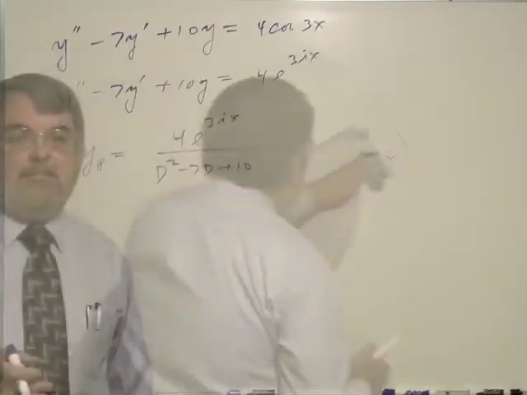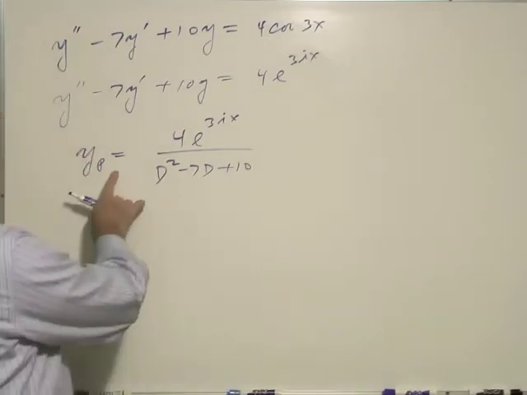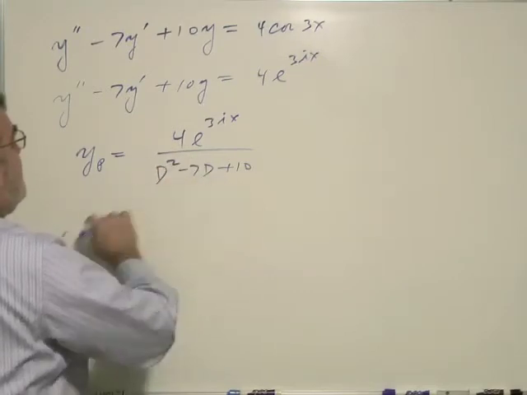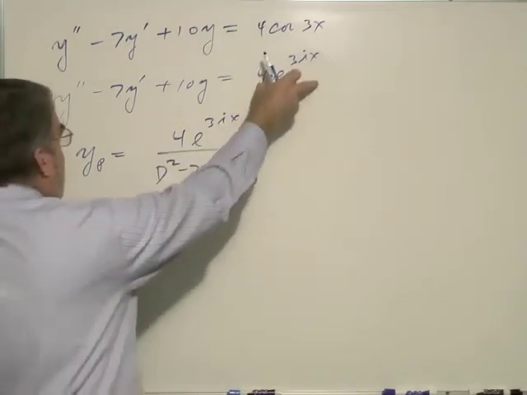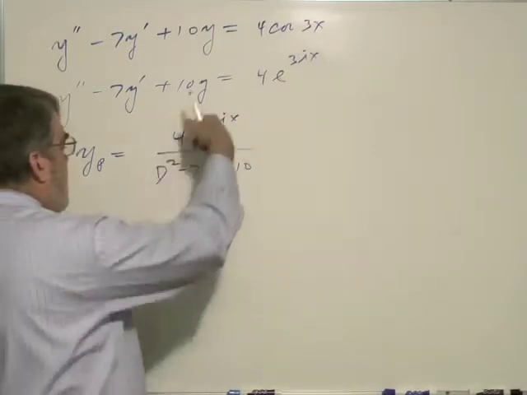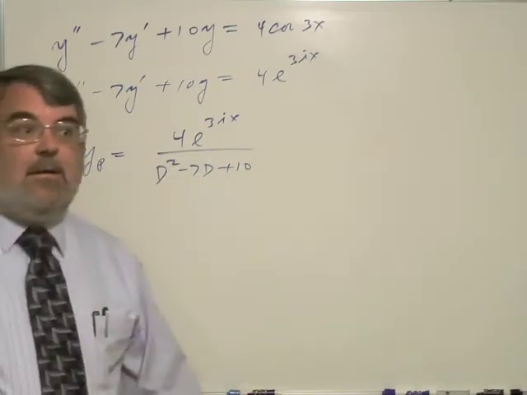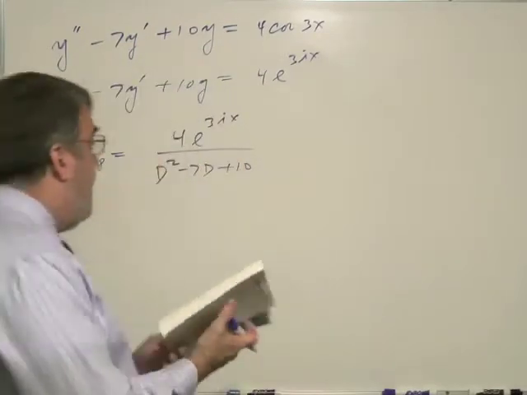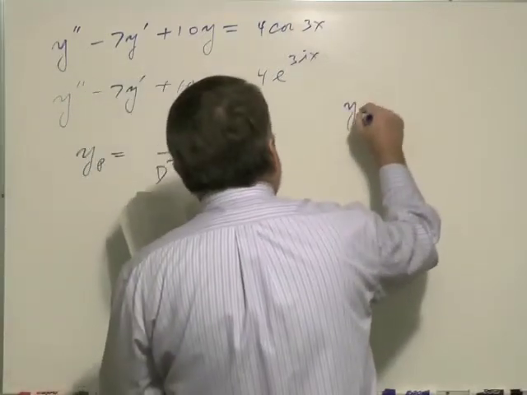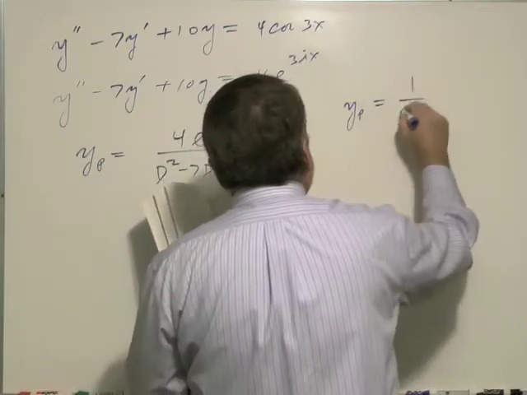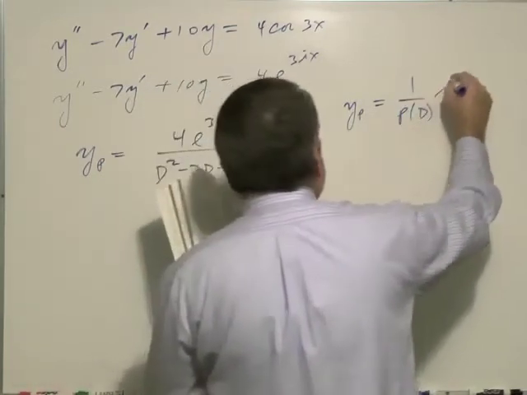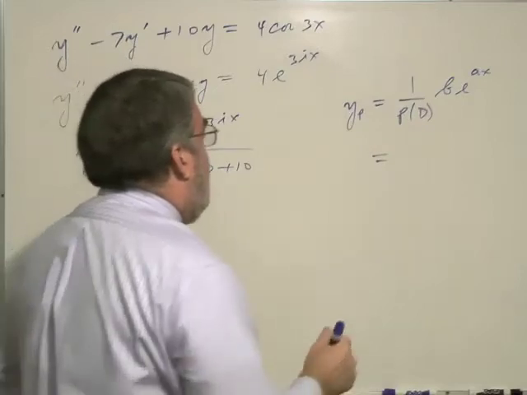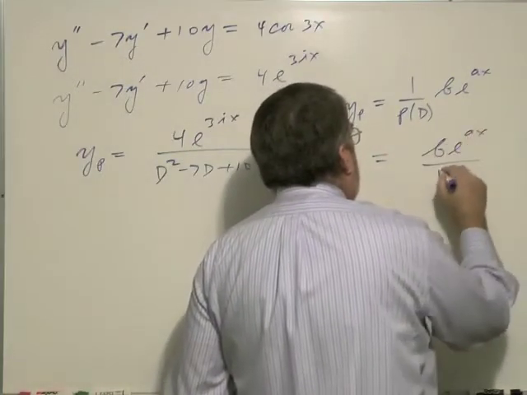Let's do that. I wrote out y particular, which is going to be the polynomial operator, D squared minus 7D plus 10, in the denominator. Of course, this appears in the numerator. So I'm taking 1 over this polynomial operating on 4e to the 3ix. Well, in the last video, there was this wonderful theorem, and I'm going to write it back on the board here. It was y particular, if it equals 1 over a polynomial operator operating on e to the ax, then we can rewrite this as e to the ax over P(a).